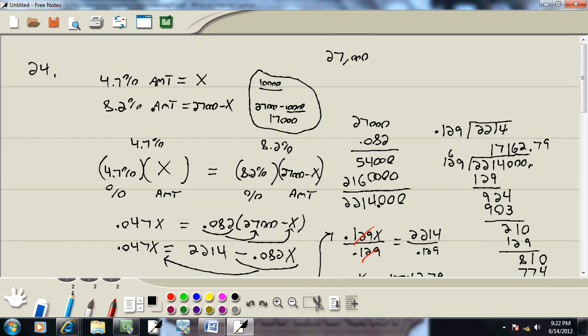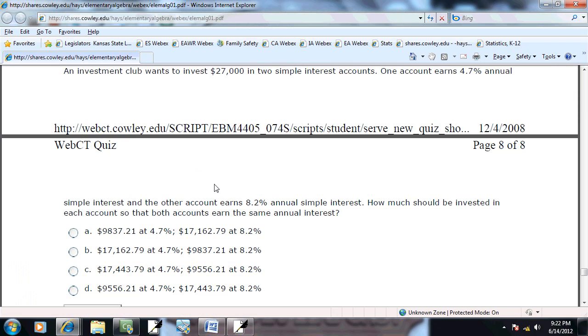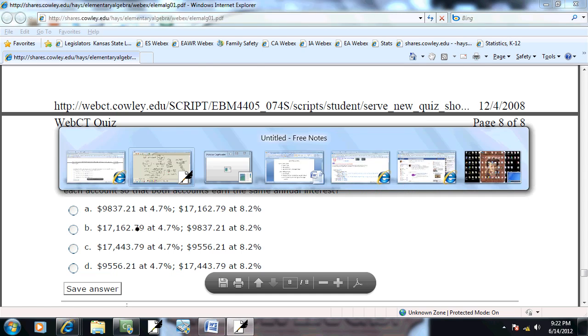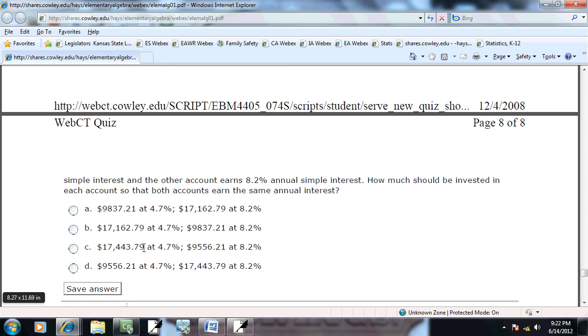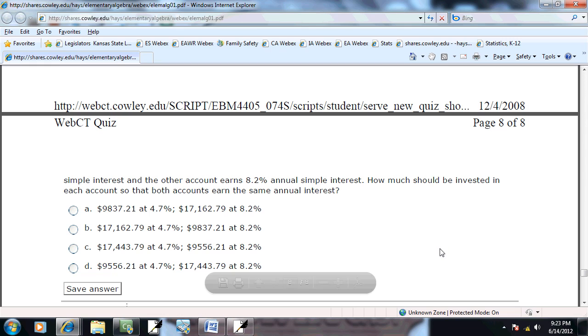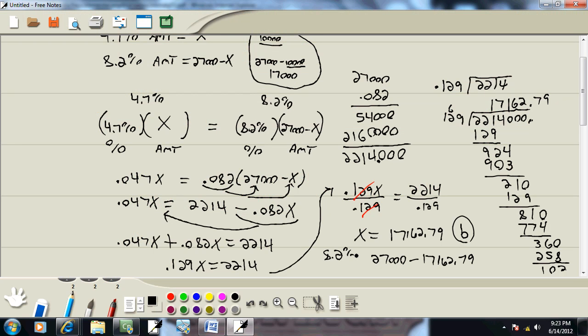So that's x, which we said was the 4.7% amount. That's 17,162.79 in the 4.7% account, and then it adds up to 27,000. So to figure out what's in the 8.2% account, you would take 27,000 minus 17,162.79, and that should give you 9,837.21, if you actually plug it in the calculator.